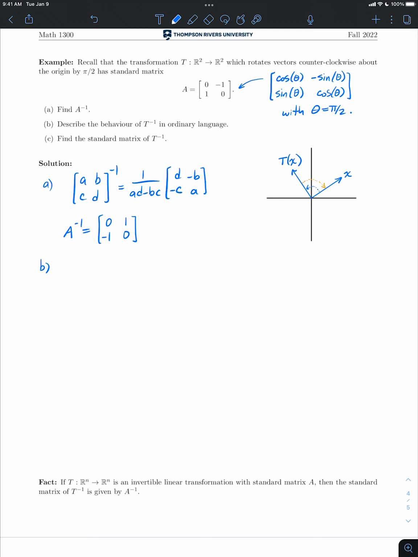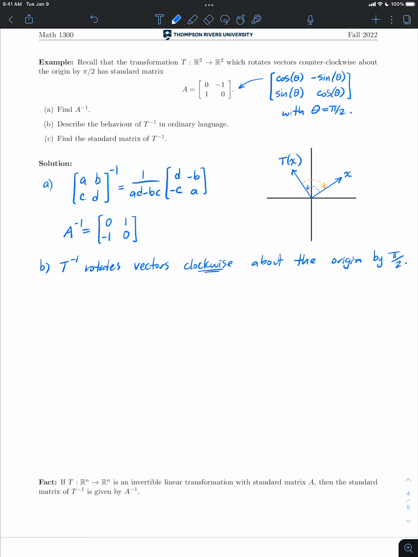So let's say this T inverse rotates. Let's be really pedantic here and be really careful with our words and write this out very precisely. So T inverse rotates vectors clockwise. I'm going to really underline that twice because so far every rotation we've talked about has been counterclockwise. So T inverse rotates vectors clockwise about the origin by pi over 2.